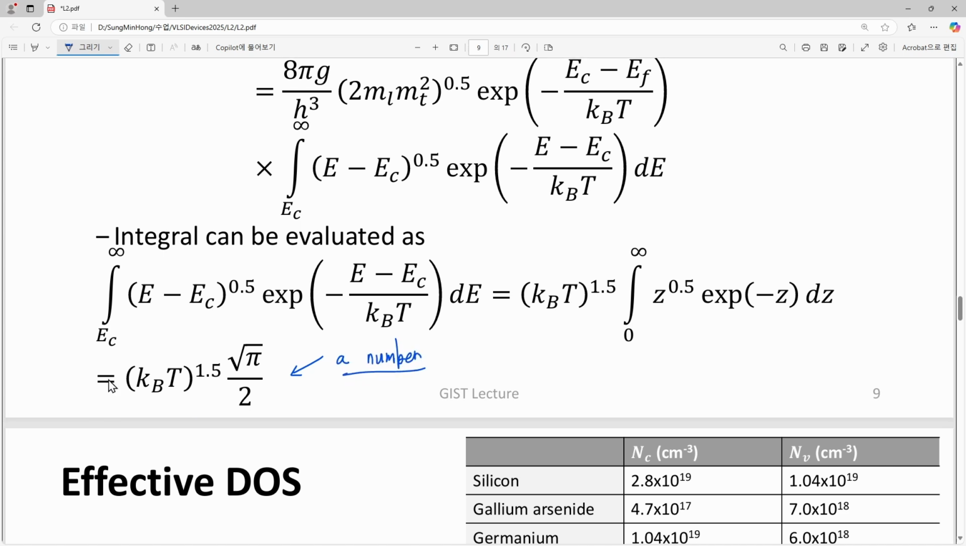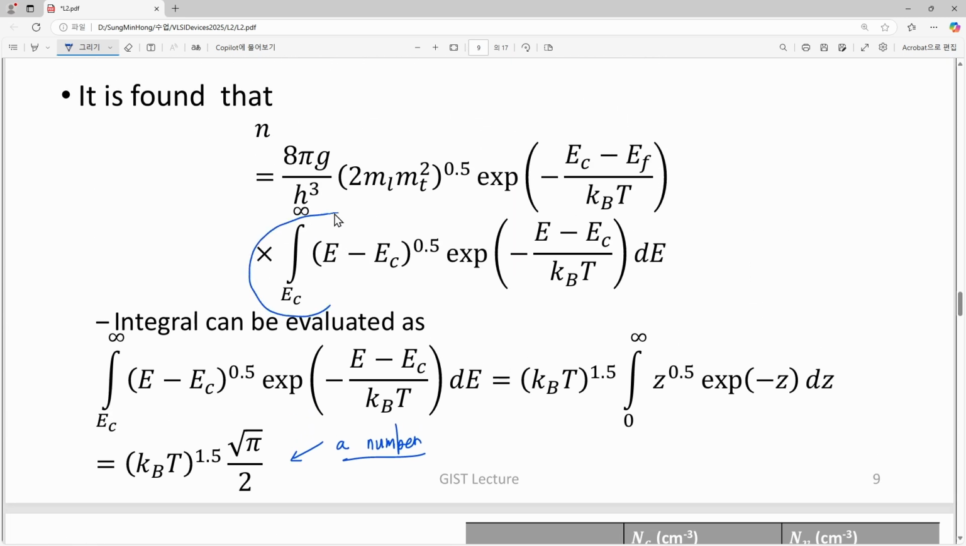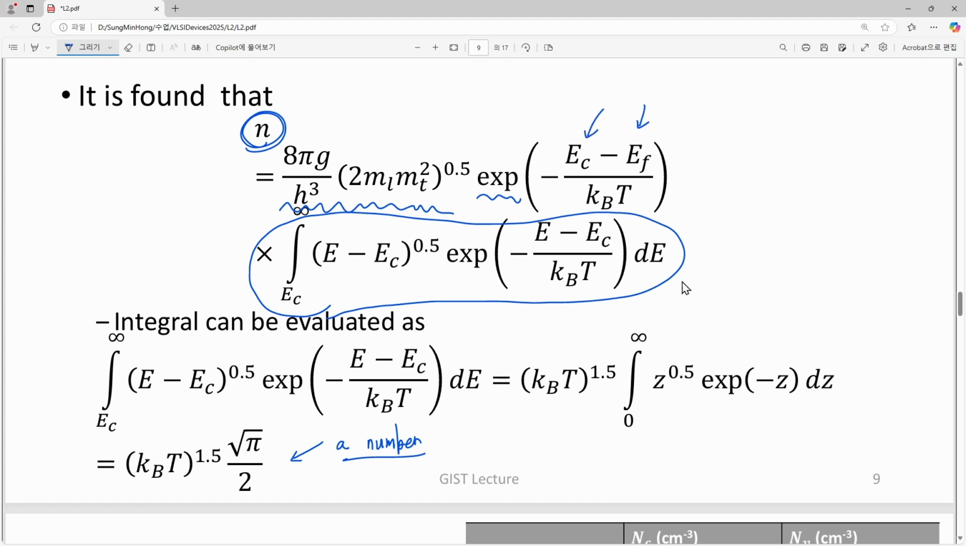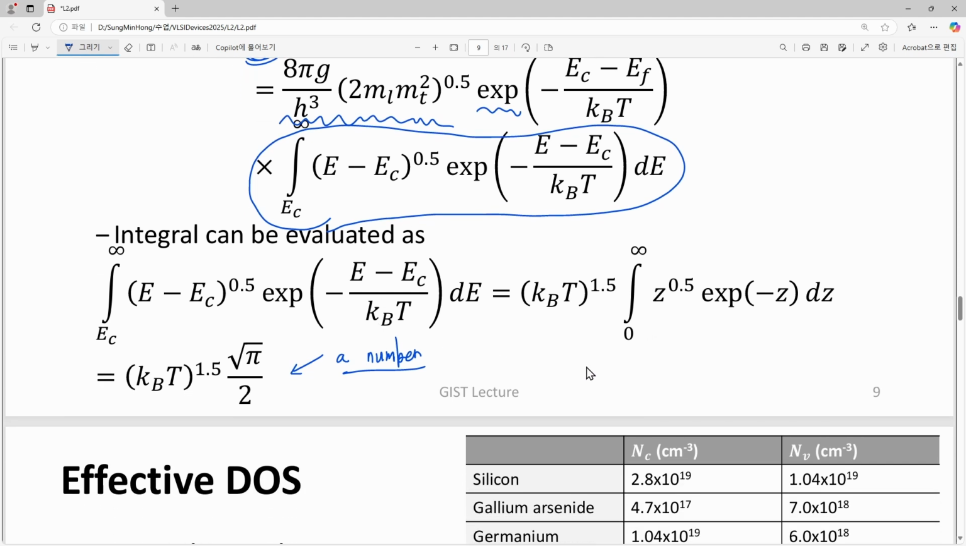Using this number, simply speaking, this integral function gives a number. So electron density is now given as a certain coefficient and an exponential of EC minus EF and another number. The main conclusion of this evaluation is that electron density just follows the form of exponential of minus (EC minus EF) over kBT.